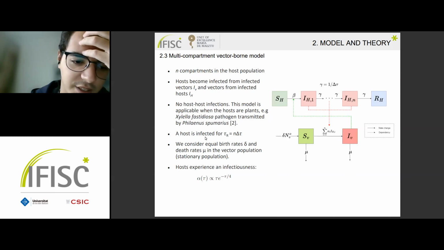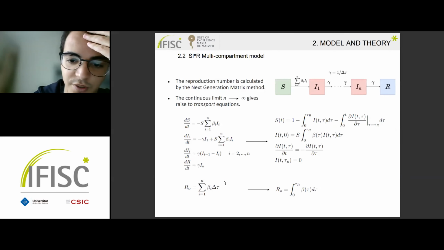And again, the total infection time, tau sub r, will be the number of compartments times delta tau, which is the time that each infected host spends in its infected compartment. In the vector population, we consider birth and death rates. That's something that we do not consider in the host. We will use equal birth rates delta and death rates mu in the vector population in order to have a stationary vector population. And the hosts will experience an infectiousness, an infection rate, that follows this function again, this gamma distribution that we showed here.